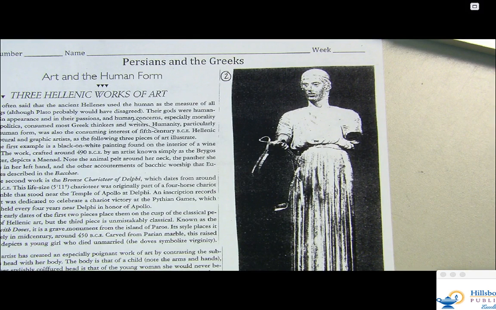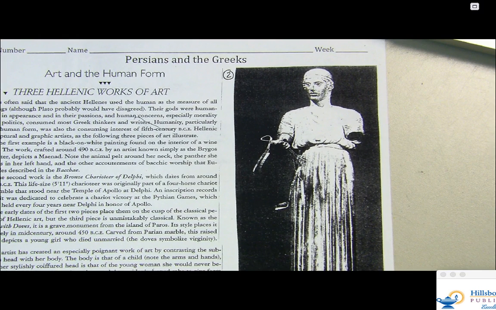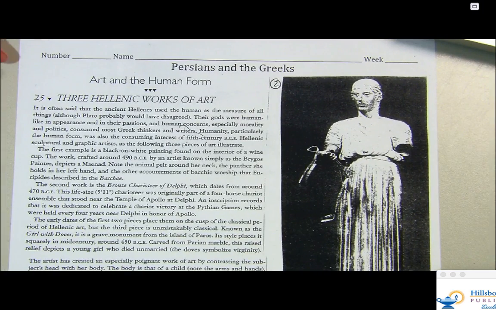What is Hellenistic, Peyton? It's the age where everything Greek and Persian kind of merged together. Yes, it is the spreading of Greek culture. It is often said that the ancient Hellenes used the human as a measure of all things. Although Plato probably would have disagreed, their gods were human-like in appearance, and their passions and human concerns, especially morality and politics, consumed most Greek thinkers and writers. Humanity, particularly the human form, was also the consuming interest of the 5th century BCE Hellenistic sculptural and graphic artists, as the following 3 pieces of art illustrate.